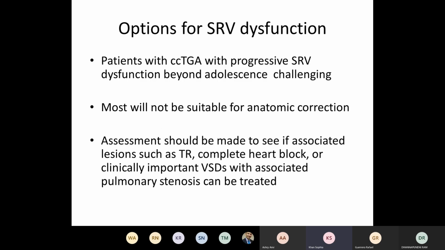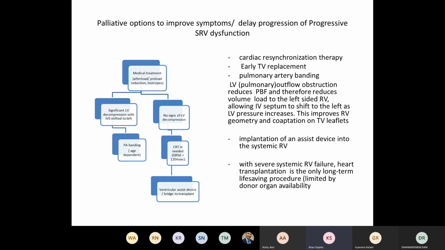Once you've got this systemic right ventricle beginning to fail, the option's really challenging in the older patient. Some people use the age of 15, but I think really it's case dependent. But after a certain point, they're not suitable for an anatomic correction anymore. So at that point, you're looking at palliative ways to improve function or delay deterioration. So focusing on things you can actually help with. So the options really are pharmacological treatment initially, so you can reduce afterload with ACE inhibitors, etc., and you can reduce preload with diuretics, or you can use inotropes.